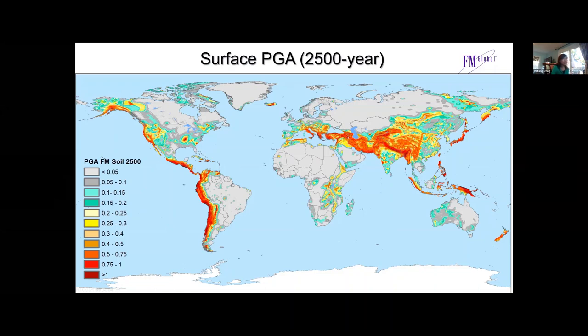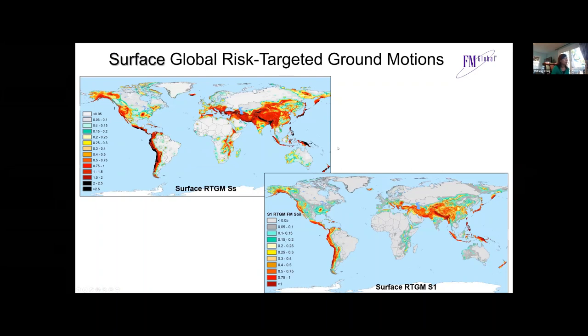By using the hazard and the soil maps, we are able to produce so-called surface ground motions. Those are ground motions after we consider site amplification. This example shows surface PGA at 2,500 year return period. And of course, we are also able to produce surface global risk target ground motions. The left one is short period target ground motion. The right one is long period one.